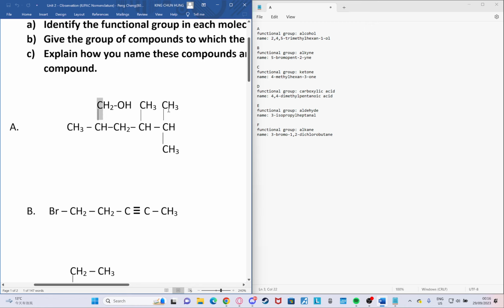And then the substituents are the methyls bonded to the second, fourth and fifth carbons. So the final name will be 2,4,5-trimethylhexan-1-ol.